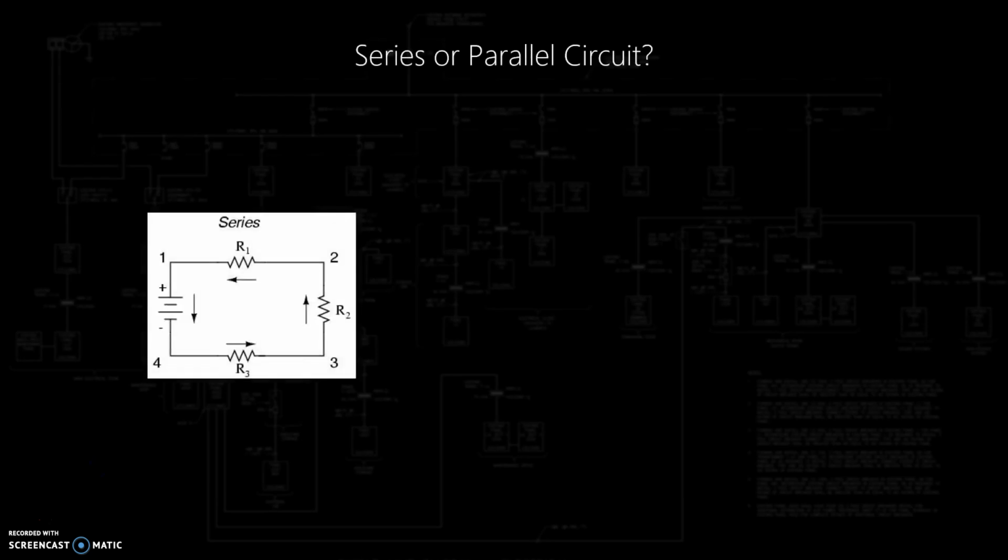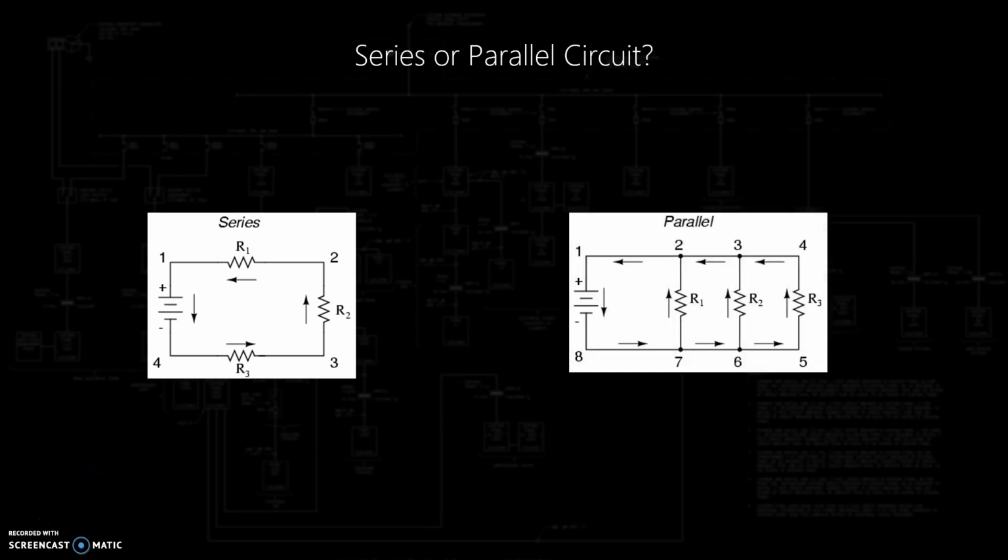So right away, here we see a series circuit. Here's a parallel. What's the difference? How do we know which is which? By definition, the main thing in a series circuit is there's only one path of current flow. So there's only one place those electrons can flow to.